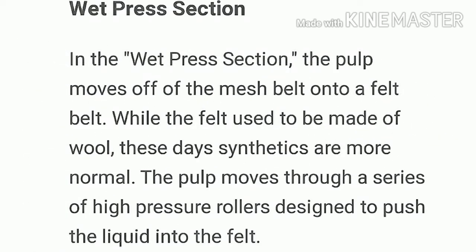Wet press section. In the wet press section, the pulp moves off of the mesh belt onto a felt belt. While the felt belt used to be made of wool, these days synthetics are more normal. The pulp moves through a series of high pressure rollers designed to push the liquid into the felt. As the felt rotates, it will go through its own drying station to remove moisture.